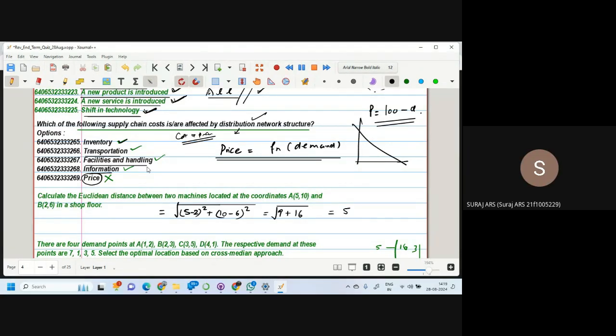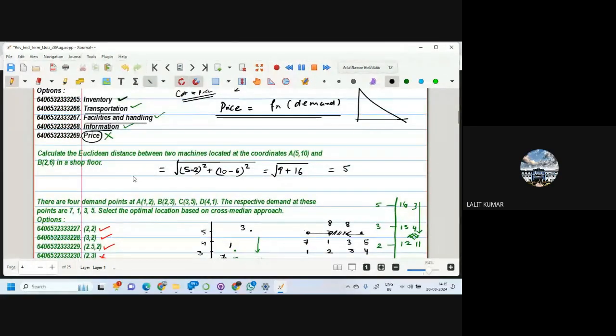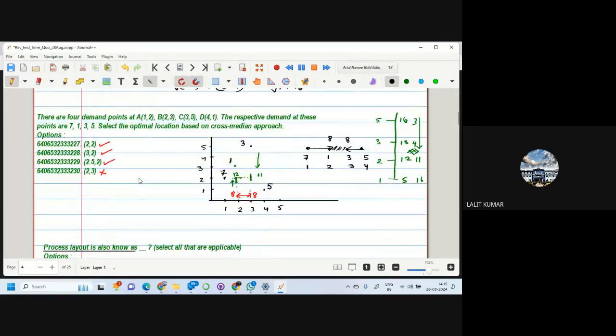No doubt. Okay. This is a straightaway Euclidean distance question asked to give us some marks. Okay, so now another question. There are four demand points with these coordinates: A (1, 2), B (2, 3), C (3, 5), D (4, 1). The respective demands at these points are 7, 1, 3, 5. Select the optimum location based on the cross median approach.